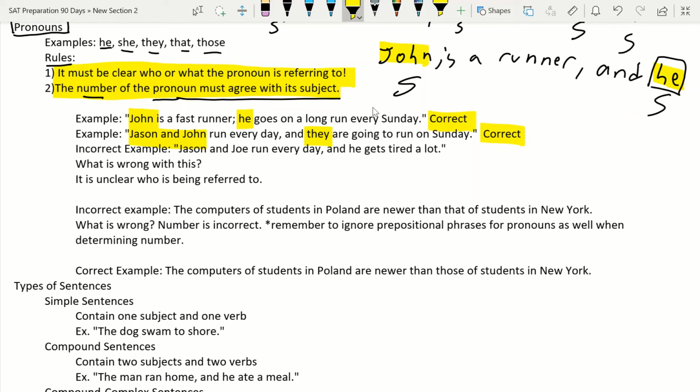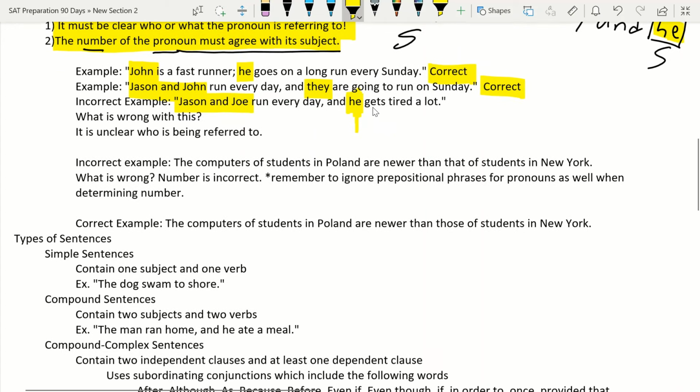So what would be an incorrect example? Like I said, an incorrect example would be "Jason and Joe," so where you have plural, two people, "run every day, and he." Well, now we're not agreeing in number, and we're not being specific about who we're referring to. Who is he? Is it Jason or Joe? We don't know, so we're breaking rule number one, and therefore also breaking number two, in that the number of our pronoun doesn't agree with its subject, because we have two people in our subject, which is plural, and we have our singular pronoun right there.